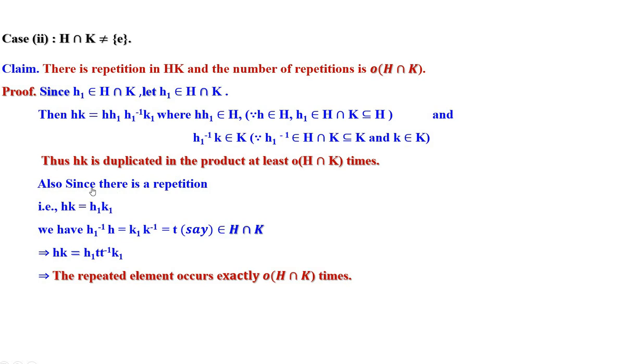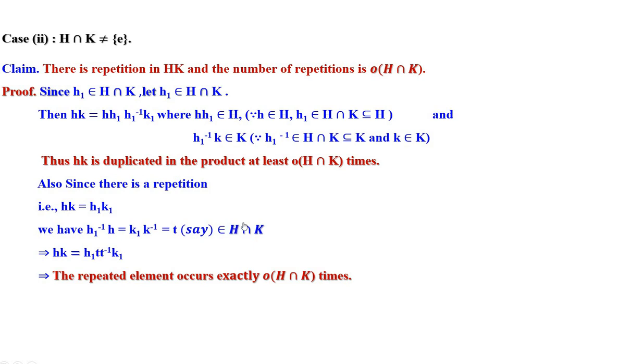So for that, since there is a repetition, hk equals h1 k1. So again, pre-multiplying by h1 inverse and post-multiplying by k inverse, this is what we get. Name that as t. Definitely this is in H, this is in K, so my t will be there in H intersection K. So again, the same thing: hk, which is h1 k1, you are able to introduce this t inverse. Again this is in H, this is in K. So we have the repeated element occurring exactly order of H intersection K times. So you cannot go beyond that.